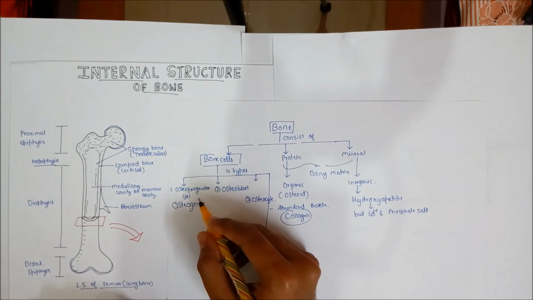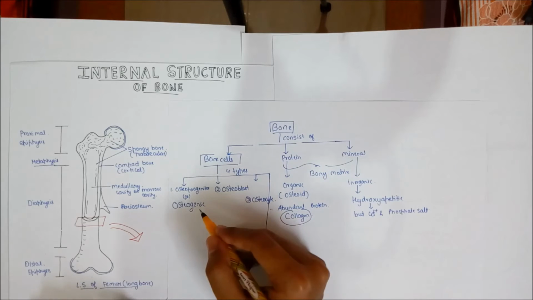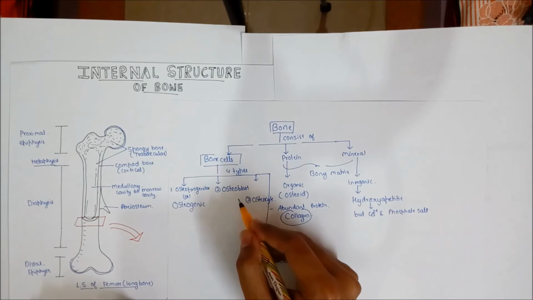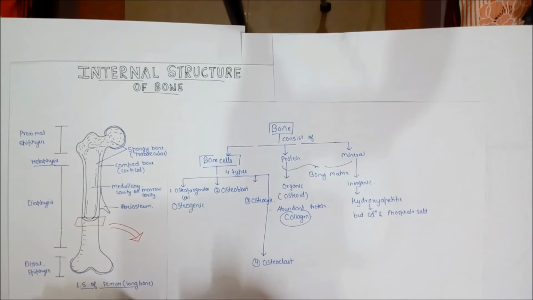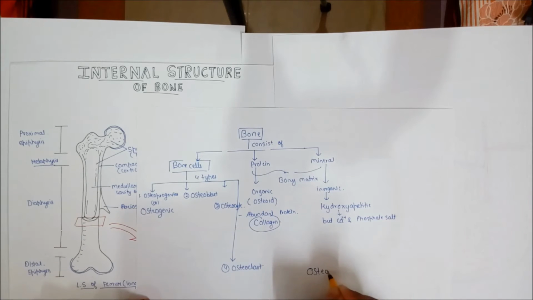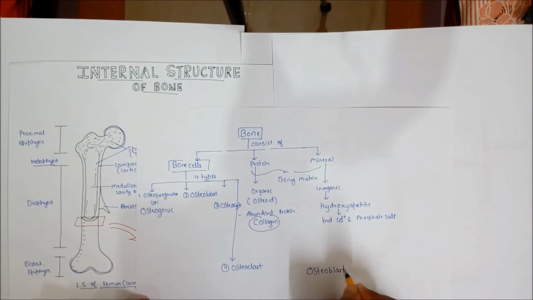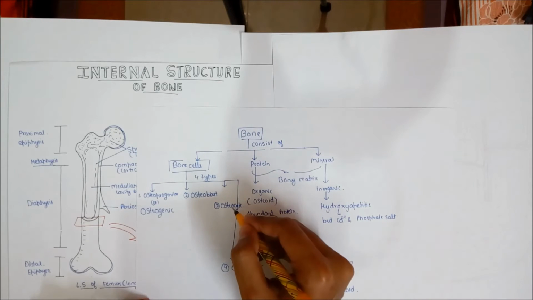Now these osteoprogenitor or osteogenic cells are the undifferentiated mesenchymal stem cells which will differentiate into osteoblasts, and osteoblasts are the ones which produce osteoid, the organic part of the bony matrix. Once osteoblasts get trapped in their matrix, they are called osteocytes.